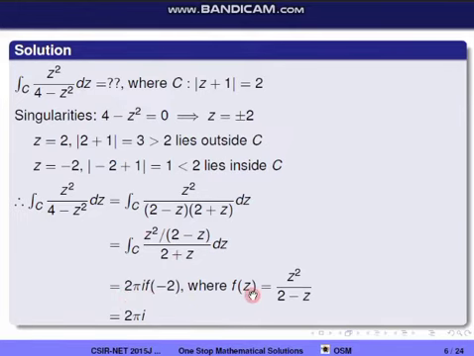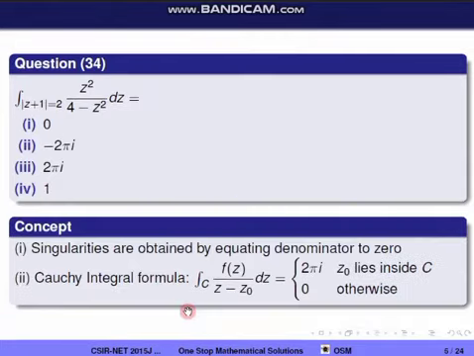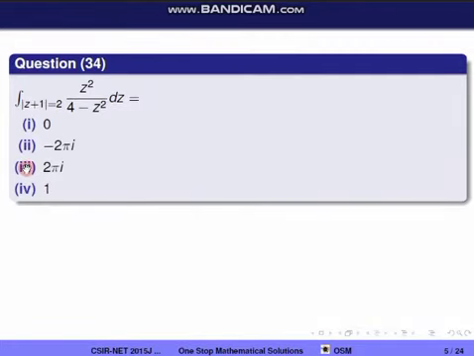Here f(z) is equal to z²/(2 - z). Therefore f(-2) is (-2)² divided by (2 + 2), that is equal to 1. So the value is equal to 2πi. So we'll check the correct option. The correct option is the third one.